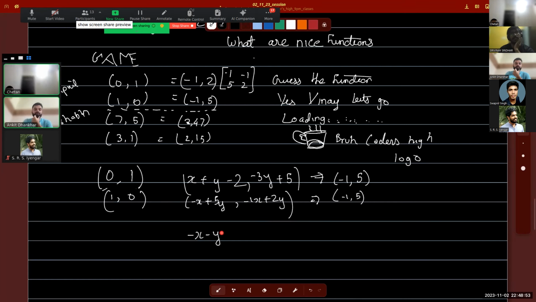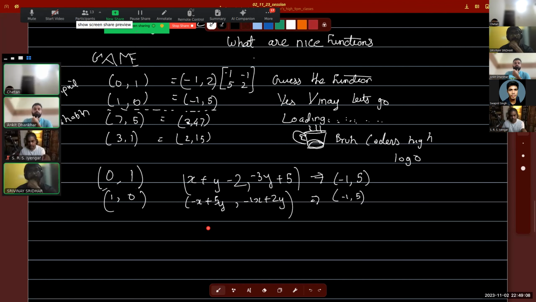Not minus y. Okay, that doesn't satisfy the first point, 0, 1. Minus x minus x, does it satisfy? It does not satisfy the second point, that is 1, 0. It will give you -2 as an output. It does not satisfy that, but there are other functions as well, right? You can define infinitely many such functions that satisfy this condition.